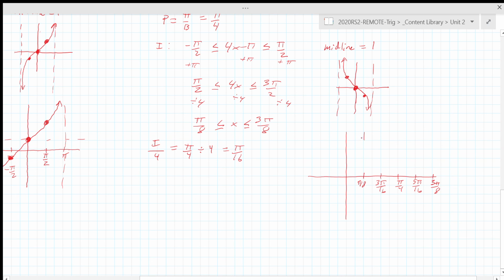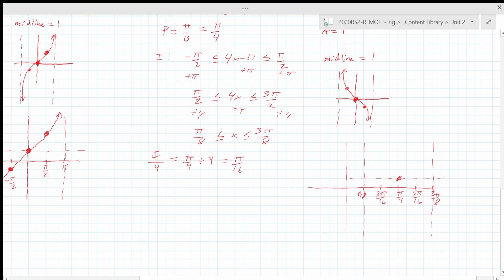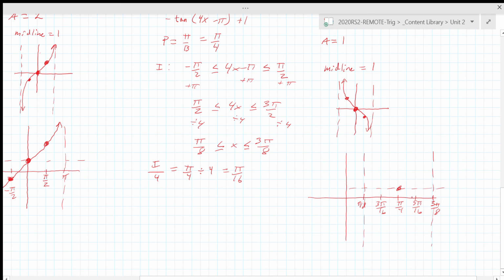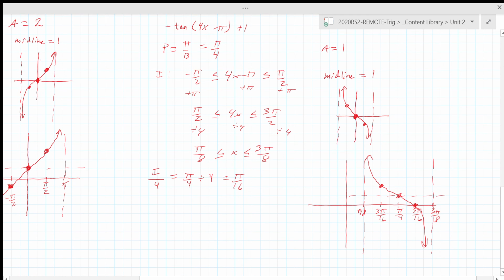Okay, so let's draw our vertical asymptotes and the midline. And in the center, we're going to go through the midline, and then we will go down the amplitude to the right, up the amplitude to the left, and then connect the dots and go towards the asymptotes. So there's our graph of negative tan(4x minus pi) plus 1.